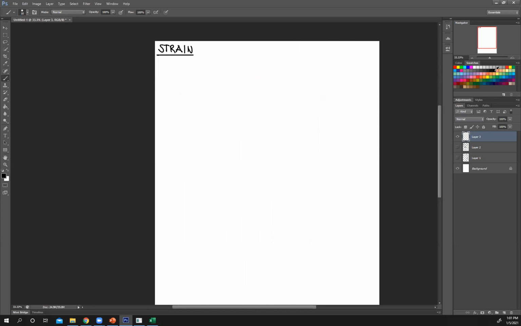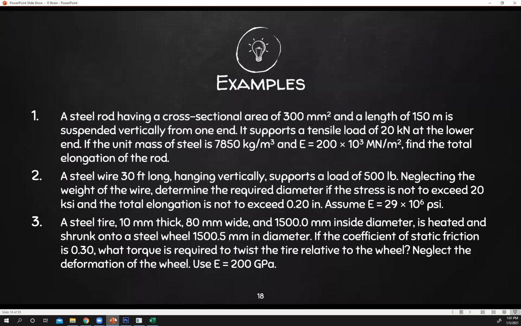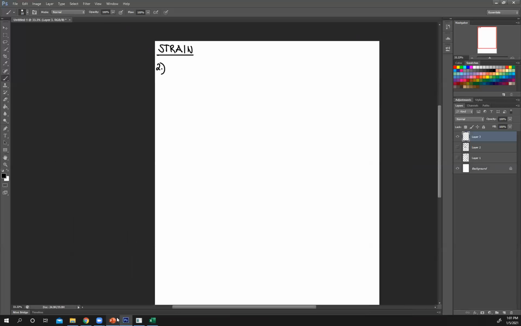Okay, so let's start. Let's write our given. Steel wire 30 feet long, supports a load of 500 pounds, then 20 KSI, elongation 0.20, E is 29 times 10 raised to 6. So write all of those out. Original length, 30 feet. We have a load at the end, so that's your P, 500 pounds.